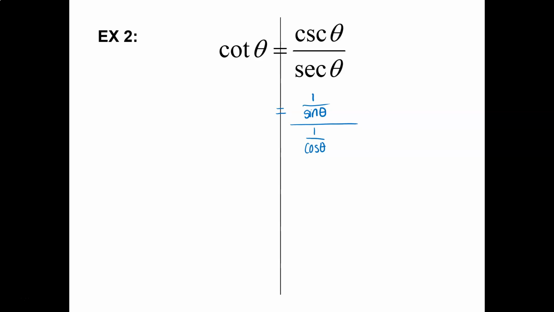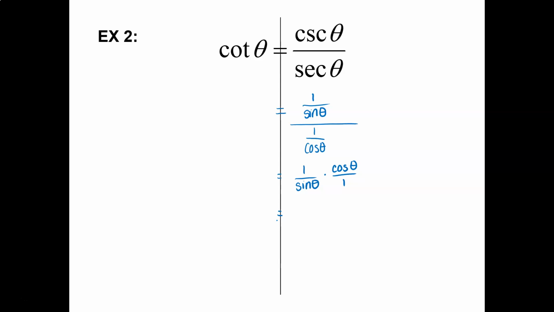And pretty much always you do not want to have a complex fraction. So when I have a complex fraction, which is just a fraction inside of a fraction, dividing fractions is as easy as pie, we can flip the second and multiply. So this is going to be 1 over sine theta times cosine theta over 1.